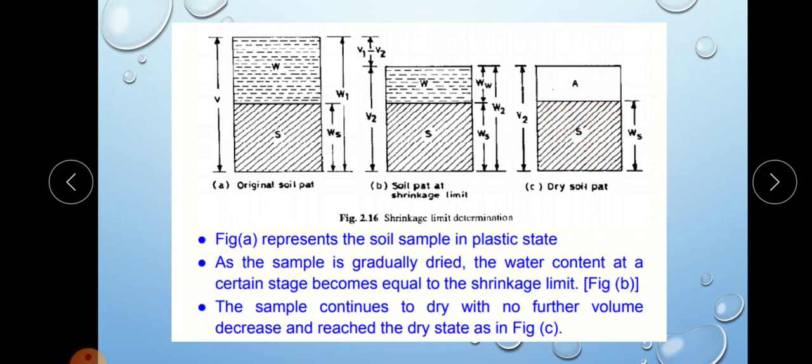In the previous experiment we mixed the soil with water corresponding to the shrinkage limit. So that is the condition of this wet soil pat, and after that we oven dried it. The condition of the oven dried soil pat is represented by this block diagram.